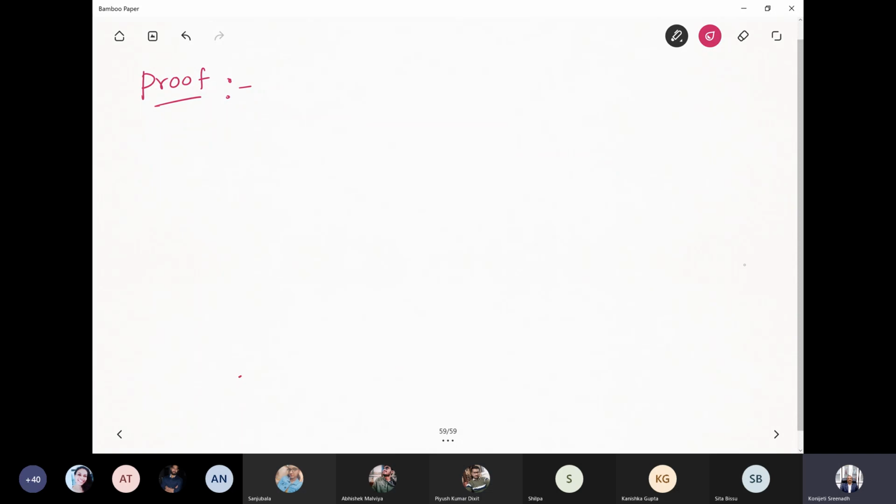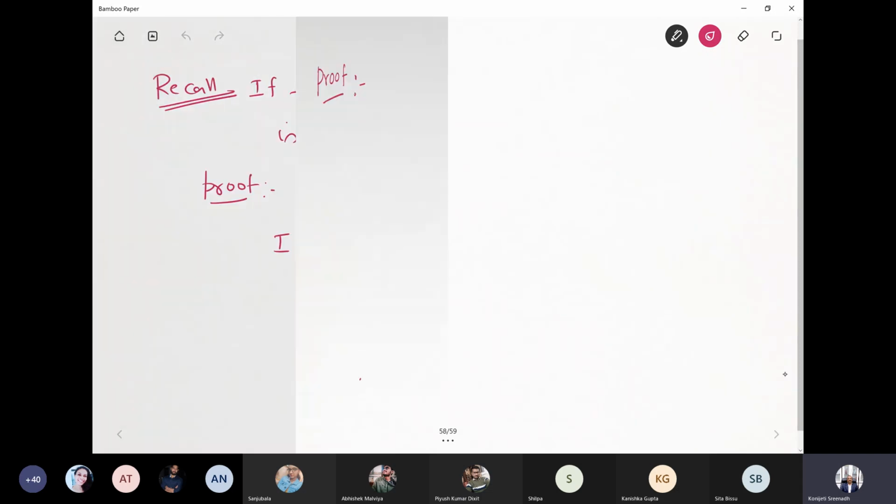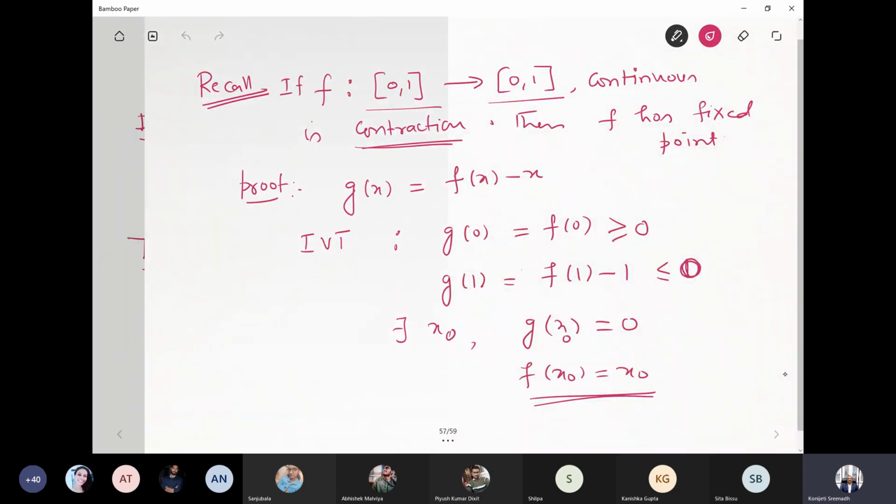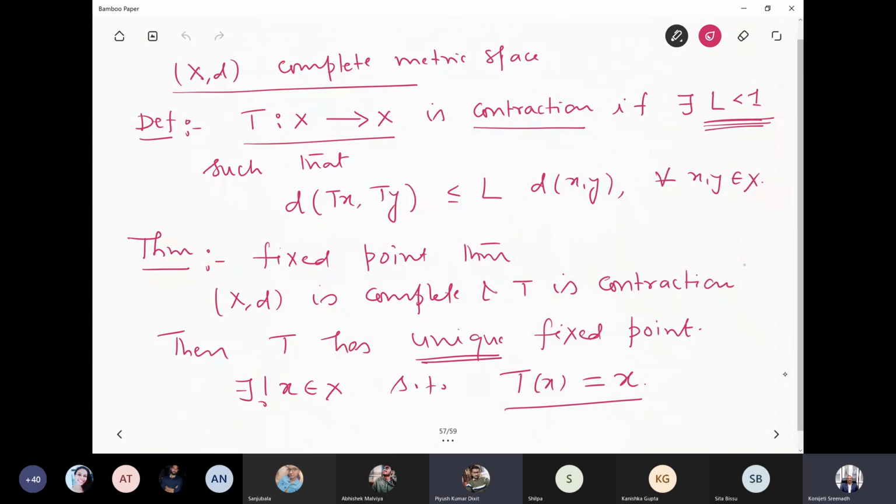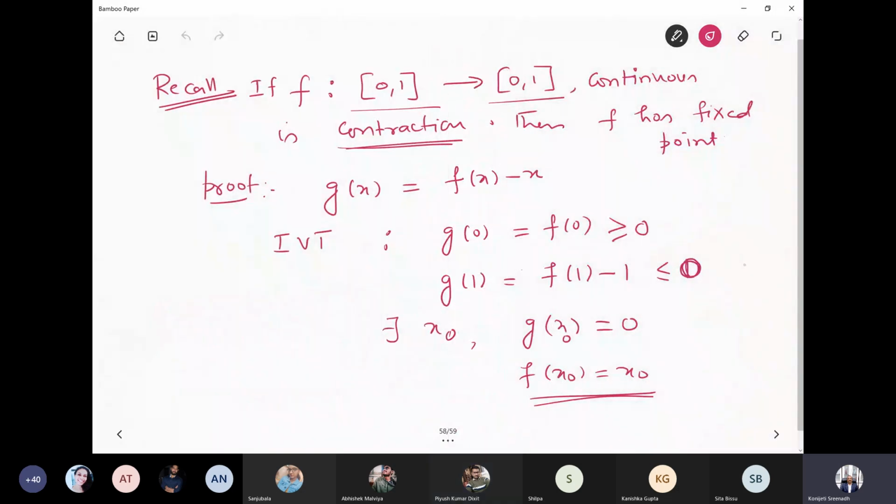I'm saying this is the next fixed point theorem: continuous and contraction, right? If f is... yes. That's right. For existence you don't require it, but for uniqueness you need the contraction. That's why I said the contraction.